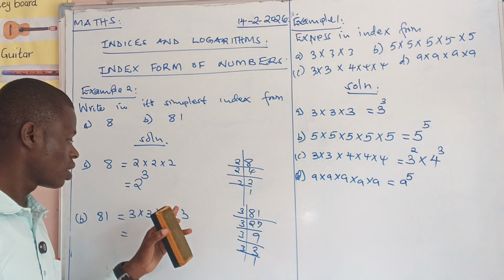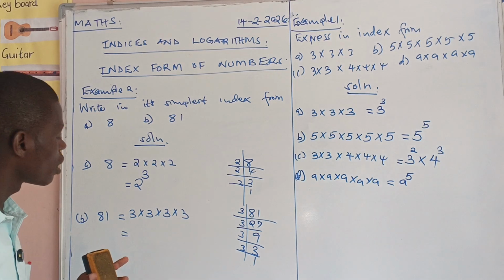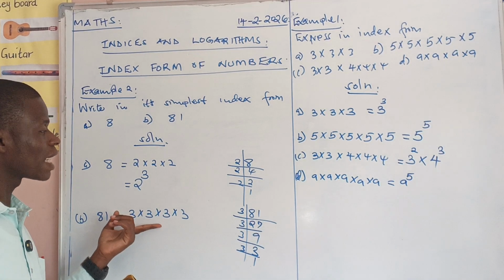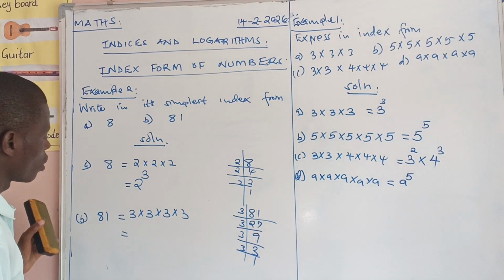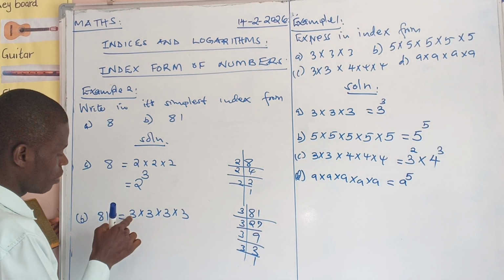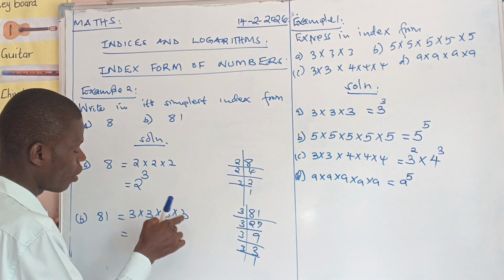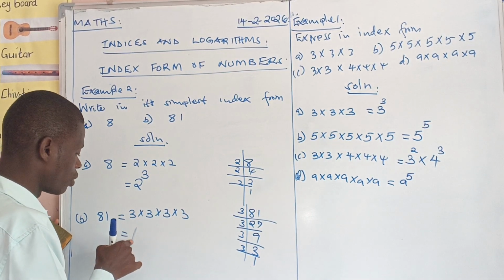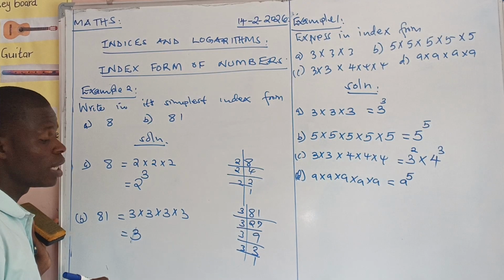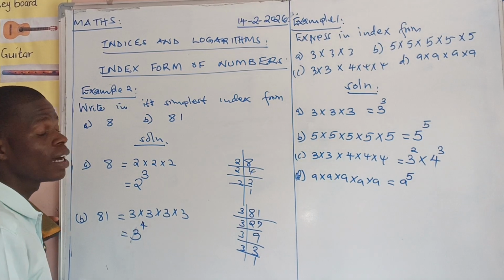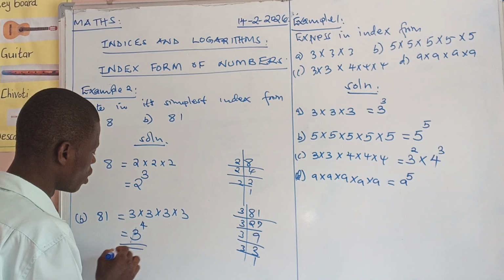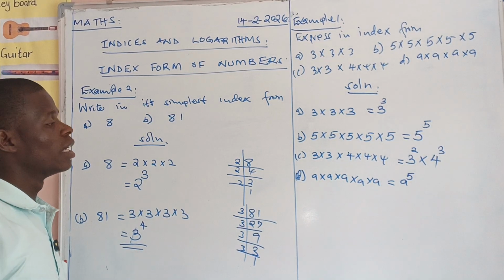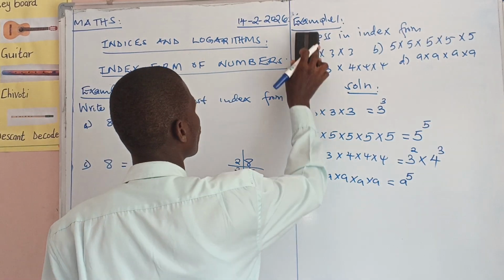1, 2, 3, 4. We are multiplying 3 by itself 4 times to give us 81. But we are told to express it in index form. So what do you have here? We have 1, 2, 3, 4, the number of times you are multiplying by 3. The number being multiplied, 3, will form our base. Then 4 will form our power. That is 3 raised to power 4. 81 is 3 raised to power 4.